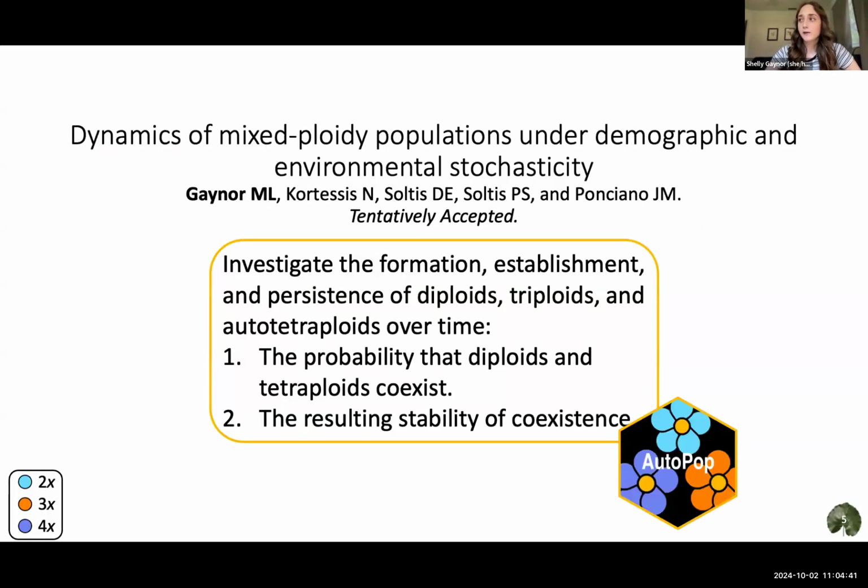So starting with AutoPop, this paper was tentatively accepted, so hopefully it should be out in the next couple months. And the goal here was to investigate the formation, establishment, and persistence of diploid, triploids, and autotetraploids over time. I wanted to know the probability that diploids and tetraploids would coexist and the stability of that coexistence. So in populations of Galax, would this be something that is only that snapshot, or could this persist over time?